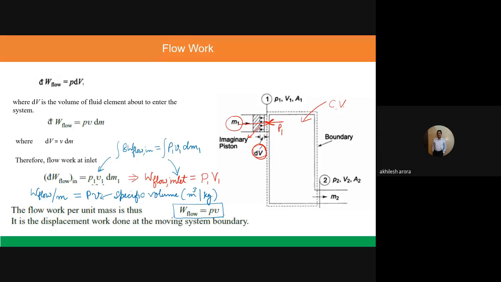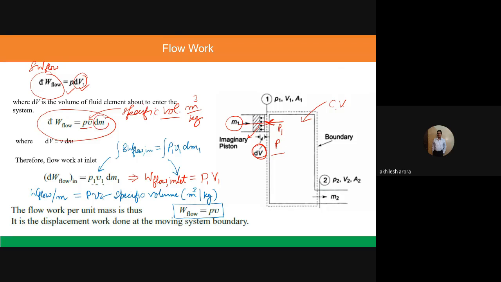So you can see it here, I have written this as delta W flow. If the pressure which is acting here is P1 or say P, the flow work at the entry will be equal to P into dV, where dV is the volume of the fluid which is trying to enter into the control volume. Or I can also write this equation in another way: P into v, where v is the specific volume, and the unit is meter cubed per kg.